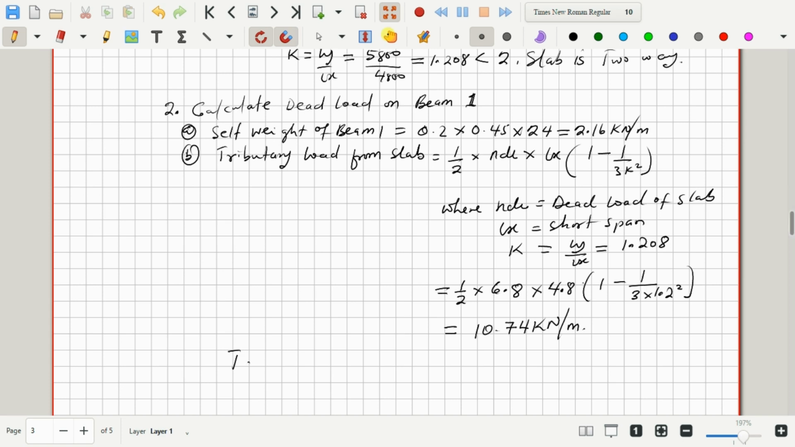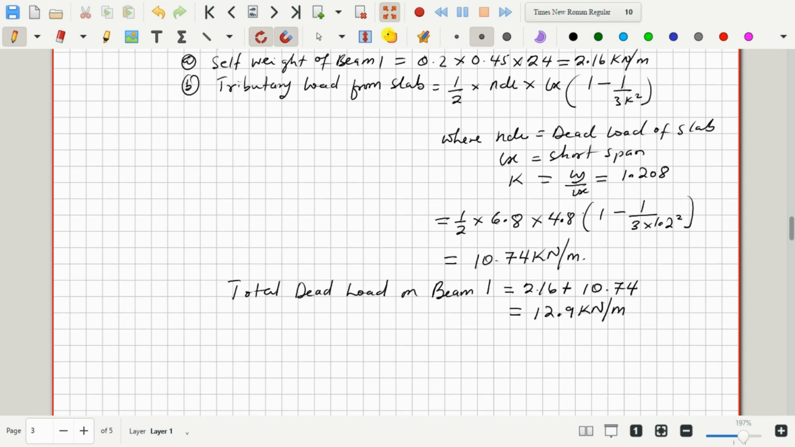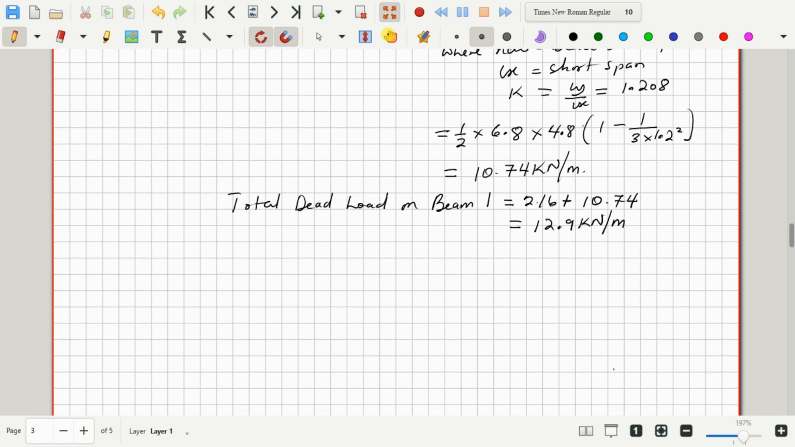So our total dead load on beam 1 will be the summation of our self weight and then the tributary load from the slab. So the self weight, we had a value of 2.16 plus 10.74, and that will give us 12.9 kilonewton per meter. So that is the dead load on the beam. Now we'll move ahead and calculate.